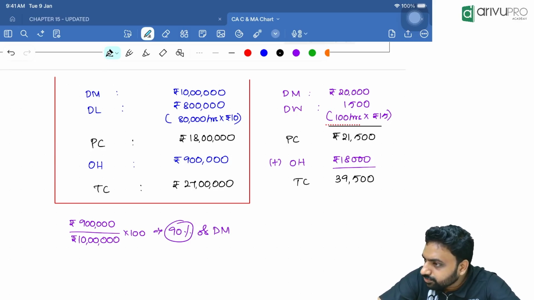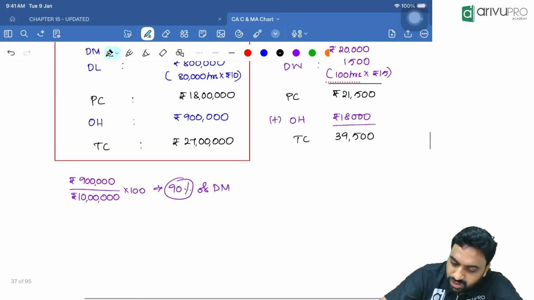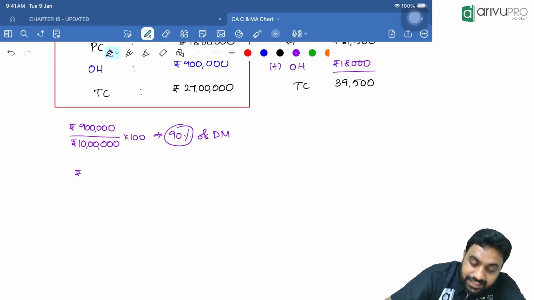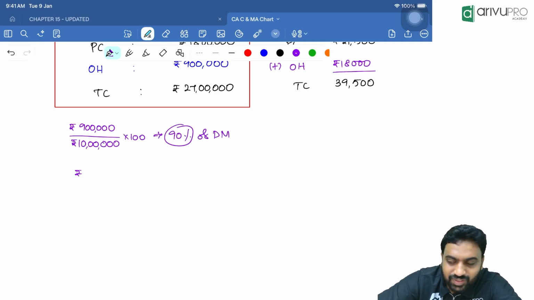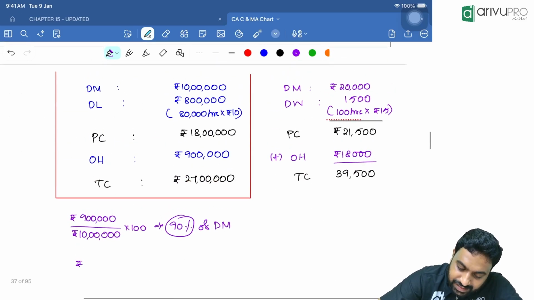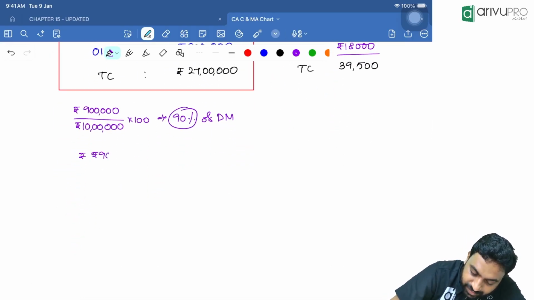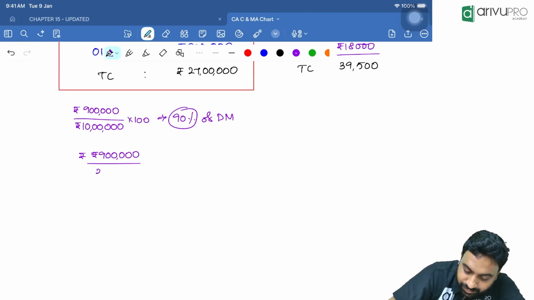Anyone in doubt? Method number 2, shall we go? Method number 2, overhead as a percentage of direct wages. Guys, how much is overhead? 9 lakh. How much is direct wages? 8 lakhs. How many percentage?